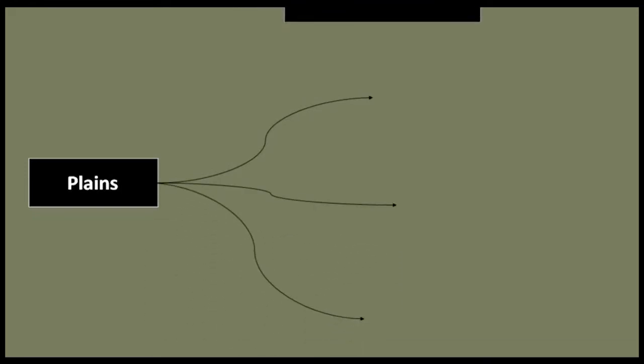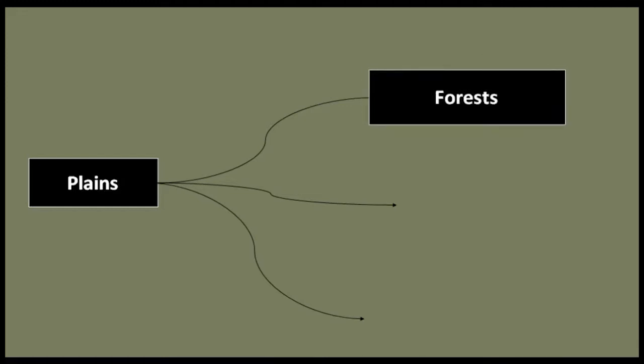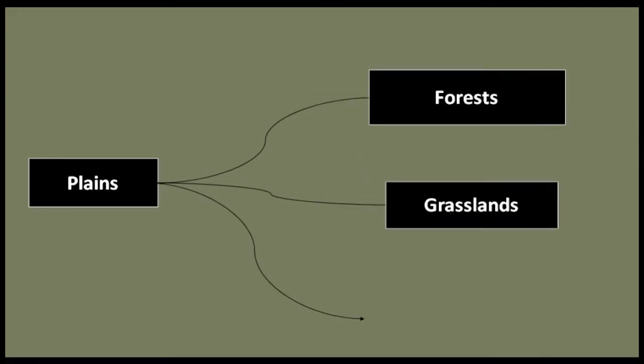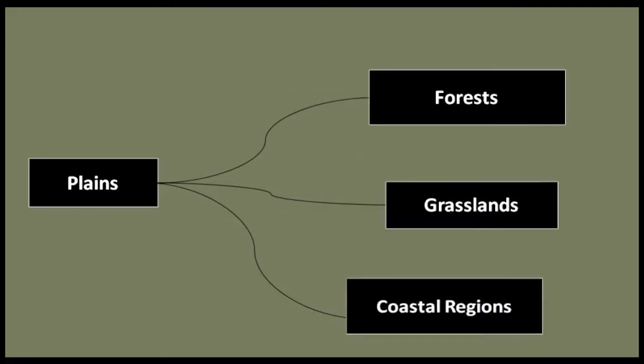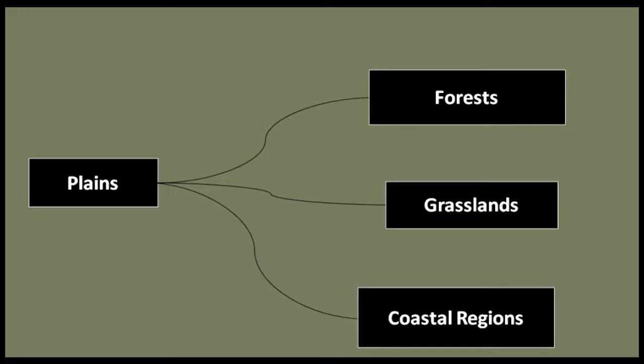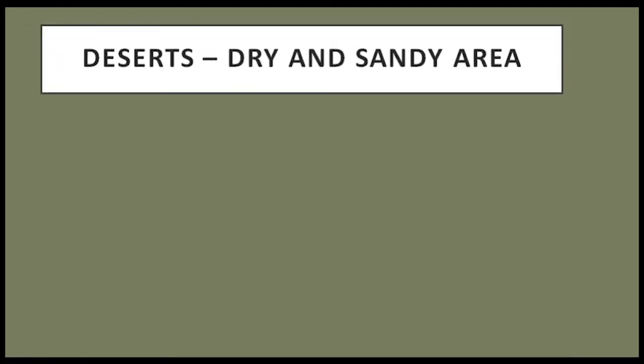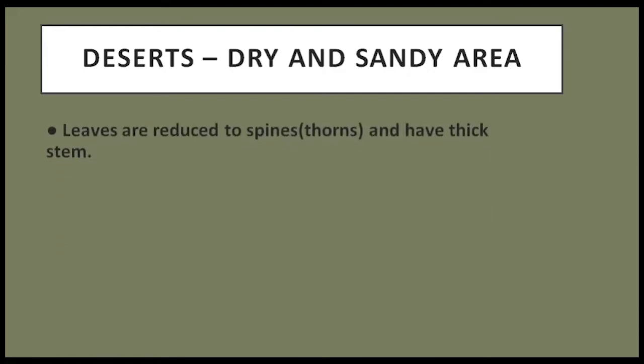Now these plains are again divided into 3 types. The first one is forest, the second one is grasslands, and the third one is coastal regions. We'll be discussing them one by one. What are the features of deserts? What do you mean by desert? It's a dry and sandy area.